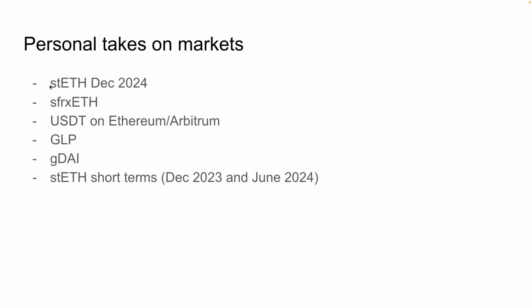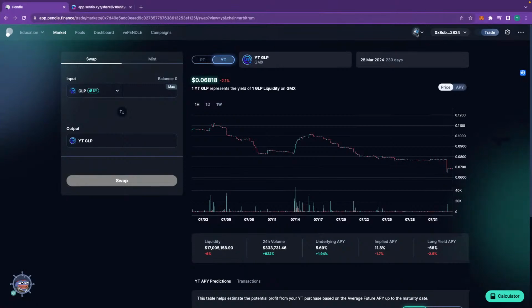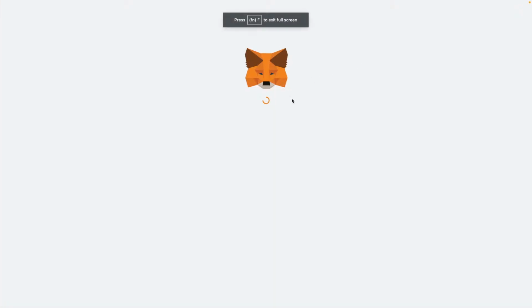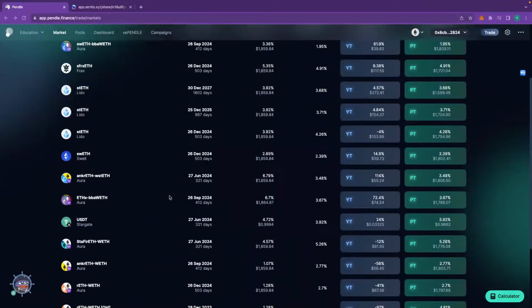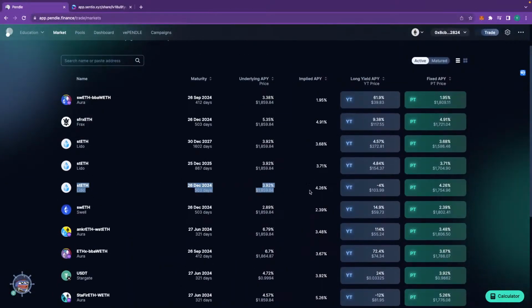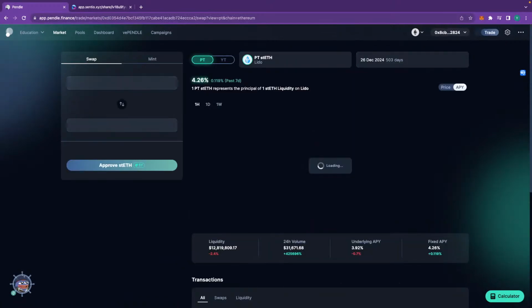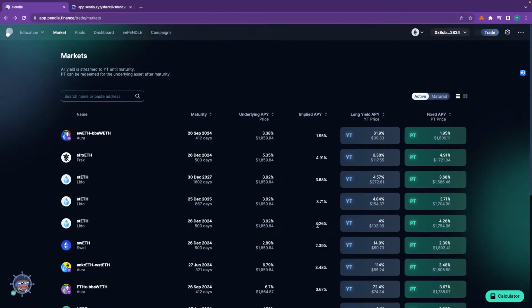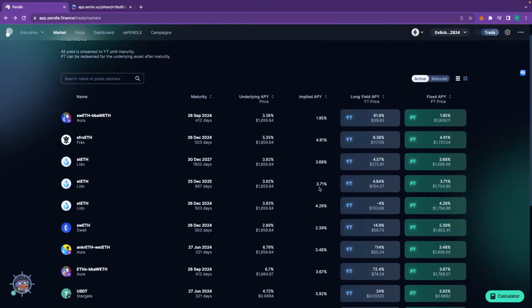Firstly, I need to talk about this stETH December 2024 market on Ethereum. If you look at this particular stETH market, what do you see? Right away you can see that among the stETH markets, this particular market has significantly higher implied APY compared to, say, the 2027 or 2025 markets, and also the other stETH market on Arbitrum.